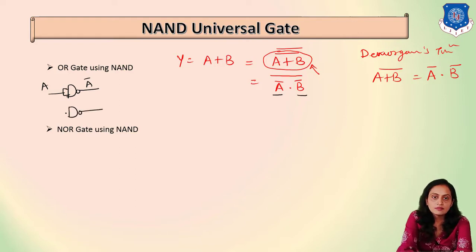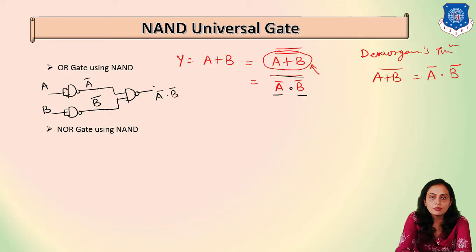Again, NOT gate using NAND. This is B, this is B bar. And for A bar and B bar we have operation dot bar, that means NAND operation. So I will put one more NAND gate over here. So output is A bar dot B bar whole bar, that is A plus B.